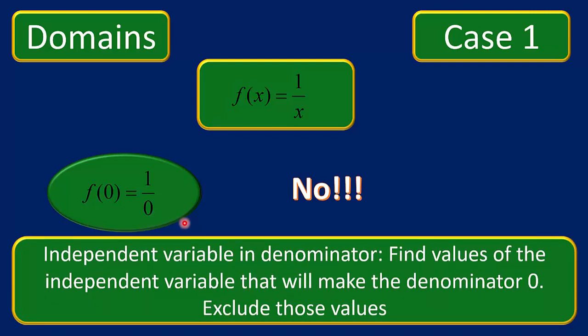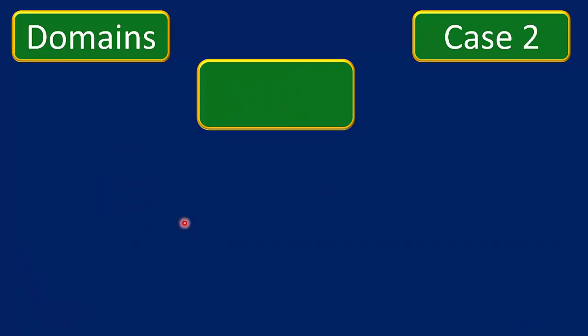So here's the situation. When we face a function that has an independent variable in the denominator, what we have to do is figure out what values will make that denominator 0. In other words, what values for x, the independent variable, will make the denominator 0. And when we find those values, we have to exclude them. Now let's look at case 2.